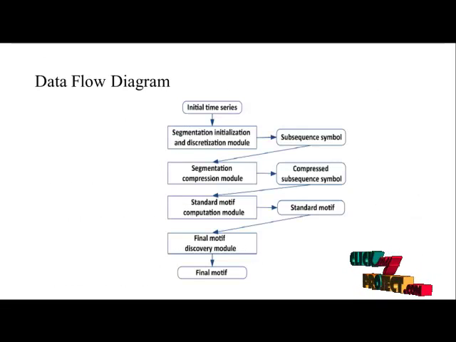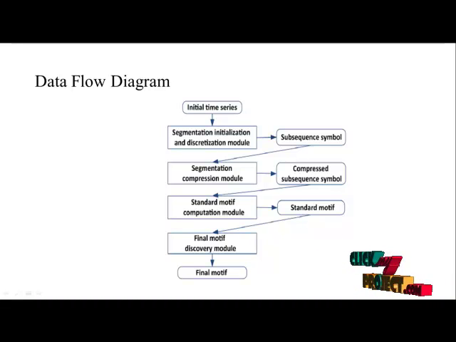This is the data flow diagram of our project. It's a clear flow. First, initialize the time series. The time series comes from the cardiological ECG monitor results, and the images will be the initial time series. It will be loaded into the segmentation initialization and discretization model. This model performs the sequence symbol conversion. The time series images will be converted into subsequences of symbols.